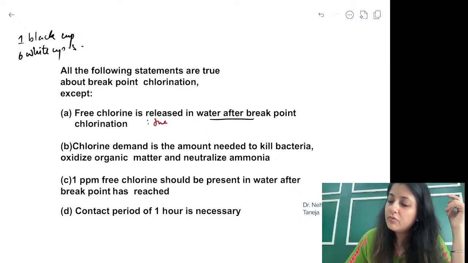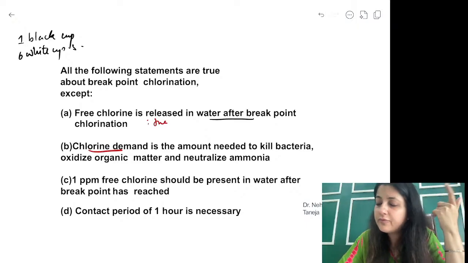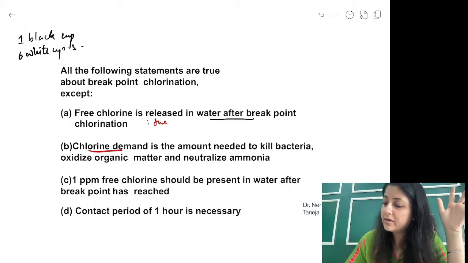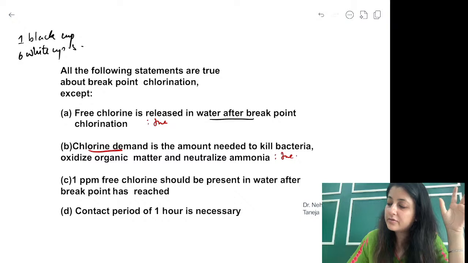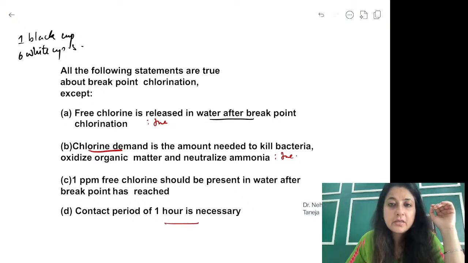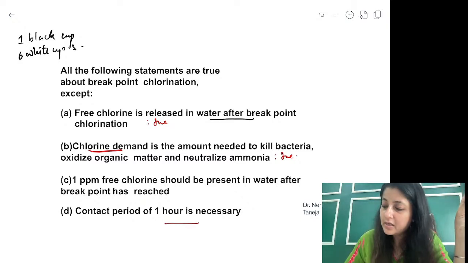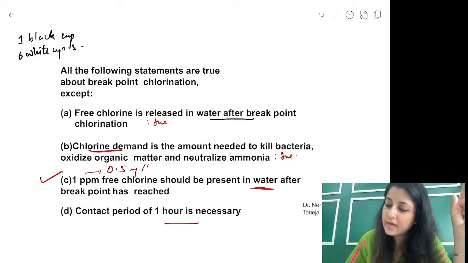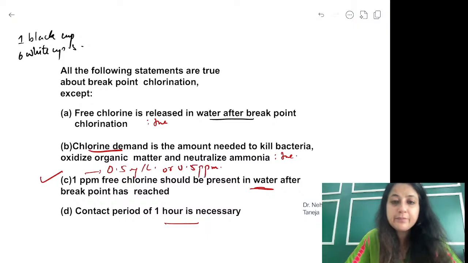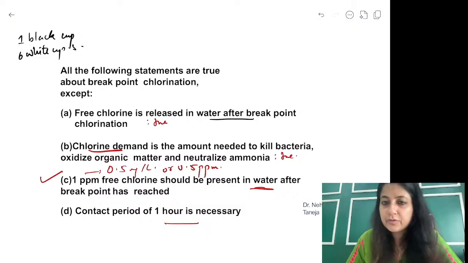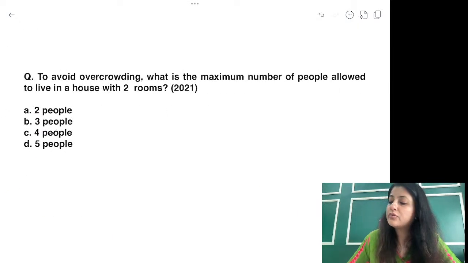This is true. What is chlorine demand? The amount of chlorine which is needed to kill bacteria, oxidize organic matter and neutralize ammonia. True. Contact period, we just did it, 1 hour. In water, how much free chlorine should be present? 0.5 milligram per liter, or you could also say 0.5 ppm. It's the same thing. What I just revised is a practice of that question. Going to the next one.